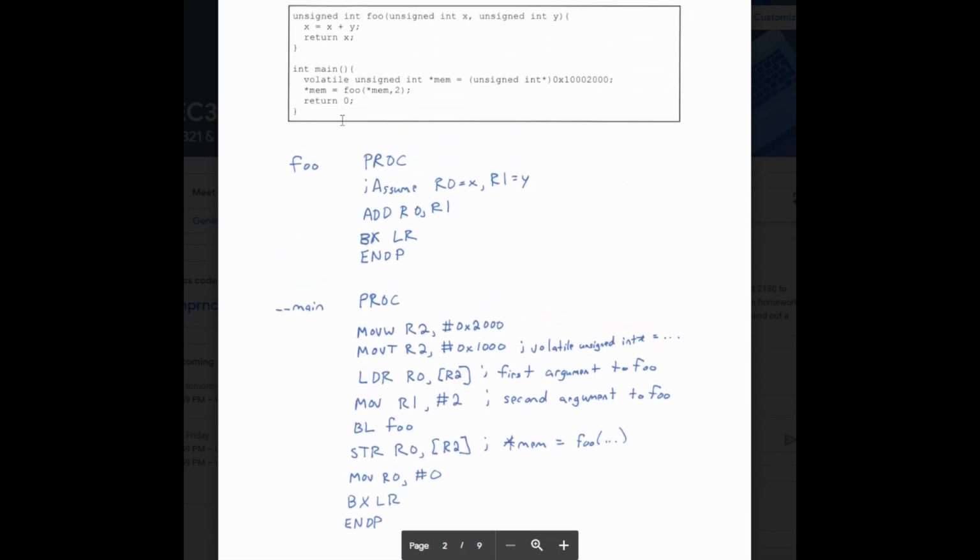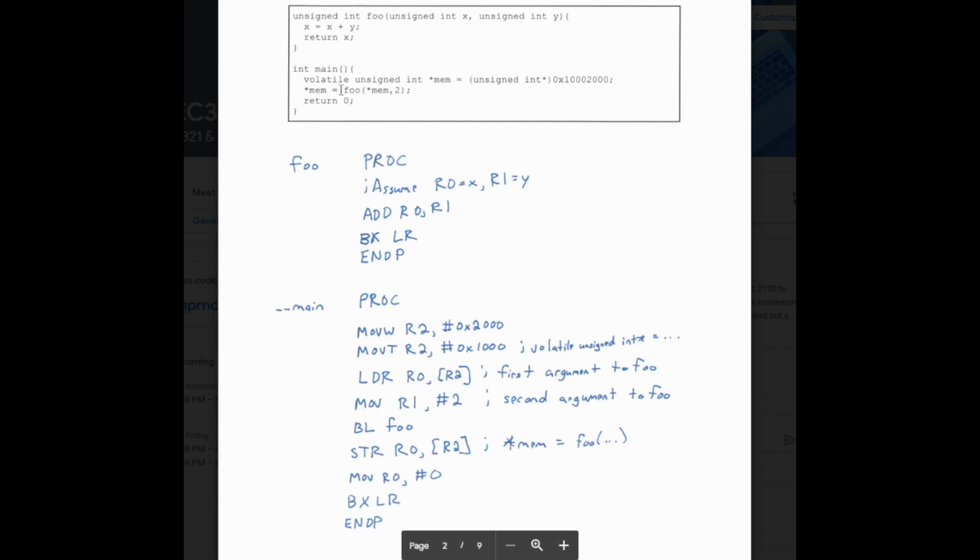We'll move on to the main procedure, which is __main in assembly, and then PROC. We initialize a volatile unsigned int pointer called mem, and that's pointing to 10002000. In assembly, we're just putting that value into a register, so I chose to use R2 and did a MOVW and then a MOVT. MOVW sets the bottom 2 bytes to those values. MOVT sets the top bytes to those values. So we're just setting 10002000 in a register, and that's equivalent to the volatile unsigned int.